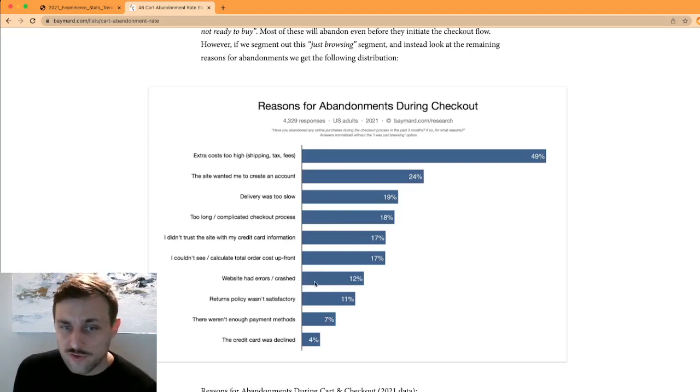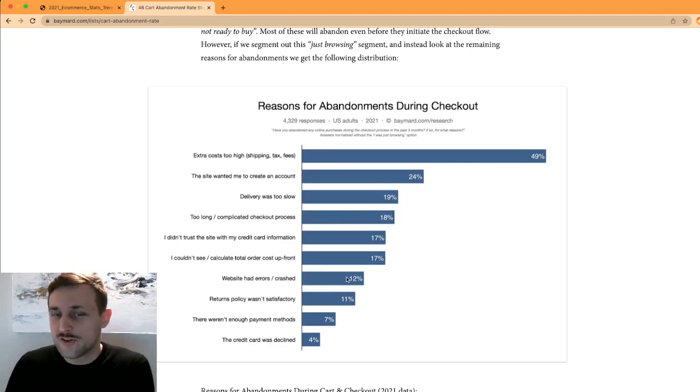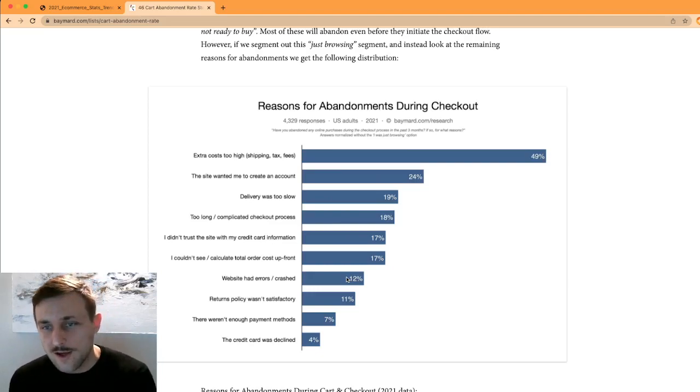Website had errors or crashed, 12%. So that's unacceptable. You should do thorough testing on your website, make sure there's no problem, test it on different devices, different browsers. You can't lose like 1 in 8 conversions because the website has technical errors.